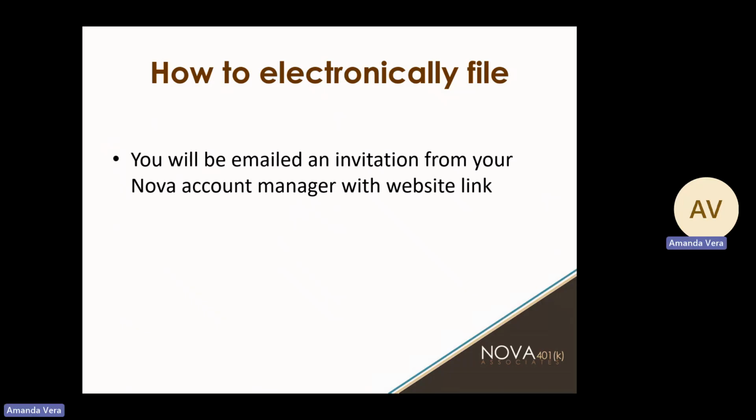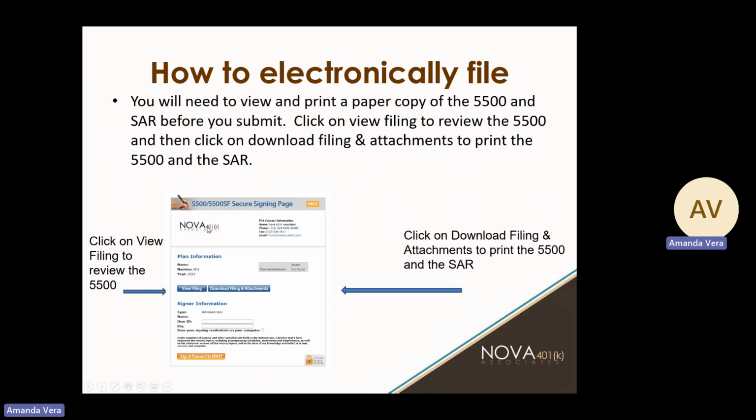Okay, now you might wonder how you electronically file. As we mentioned before, the whole trigger to start this process is that you'll get an email from Nova saying it's time to file your 5500. When you click here, this is the page you get. As we mentioned before, you are going to want to click download filing and attachment so you can print the 5500 and the SAR. You do need to keep a physical copy of the 5500. We'll go over those requirements a little bit later. So it's good to just go ahead and print them.